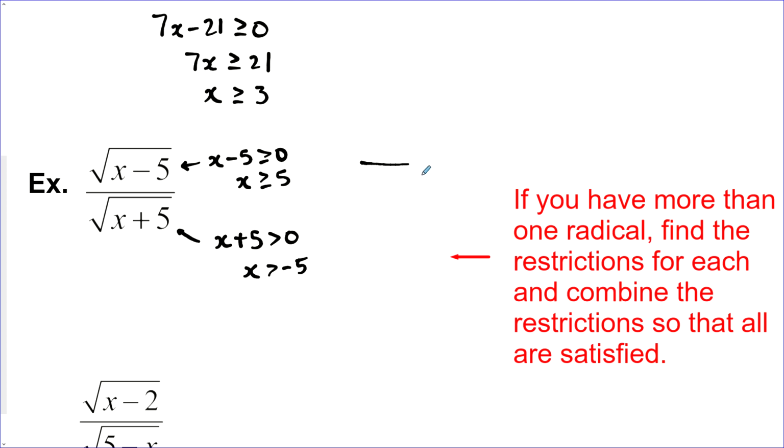Then we will put this on a number line so we can visually see what we're going to end up with. X is greater than or equal to 5, and x is greater than negative 5. We see that they're both satisfied in this interval here, so this is our overall restriction for our variable. We can't have this interval, we can't have one radical working and one radical not working.